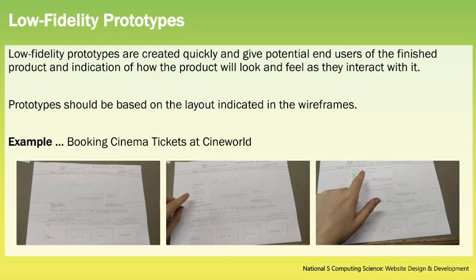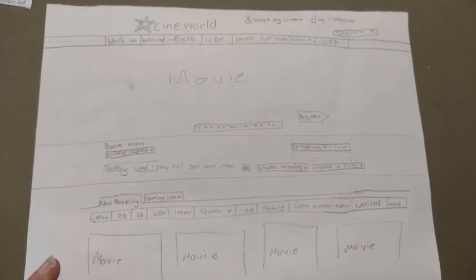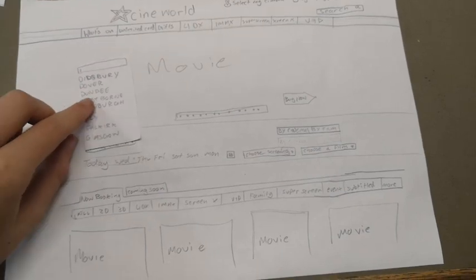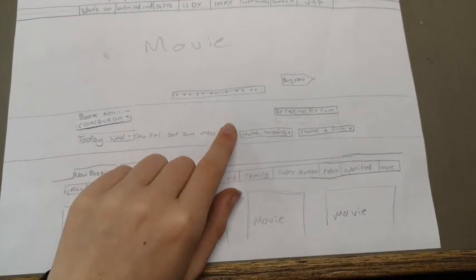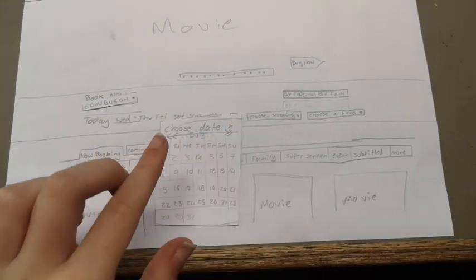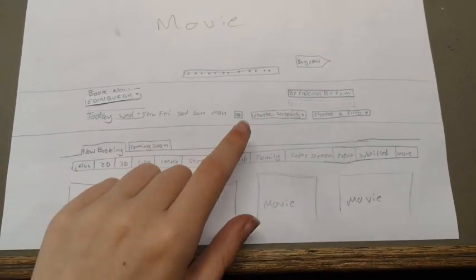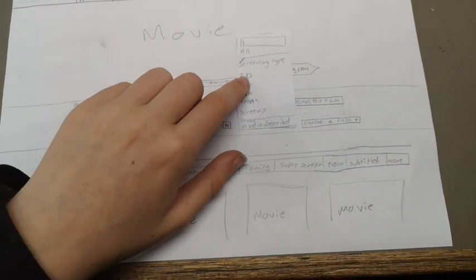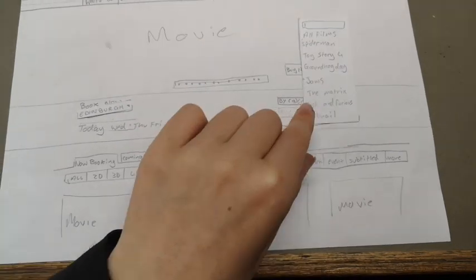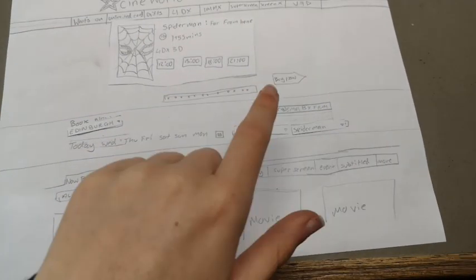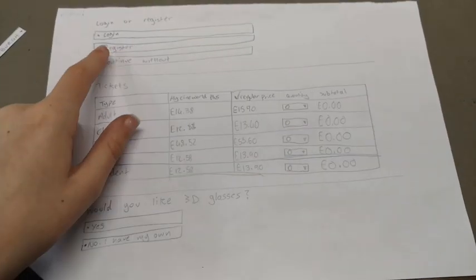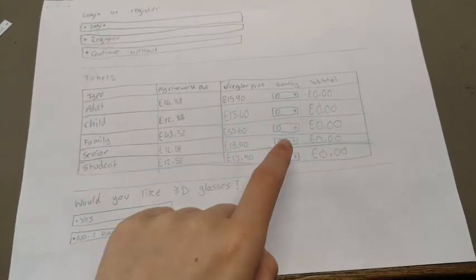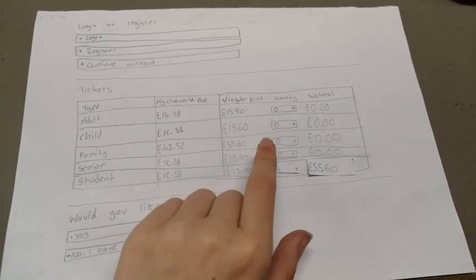So let's have a look at how a candidate has produced a low fidelity prototype for booking a ticket at Cineworld. So in our low fidelity prototype, a person is interacting with the paper and it has been updated to reflect the changes that would happen in the website. The user is then able to give feedback to the developer if the experience they have does not match the experience that they desire.